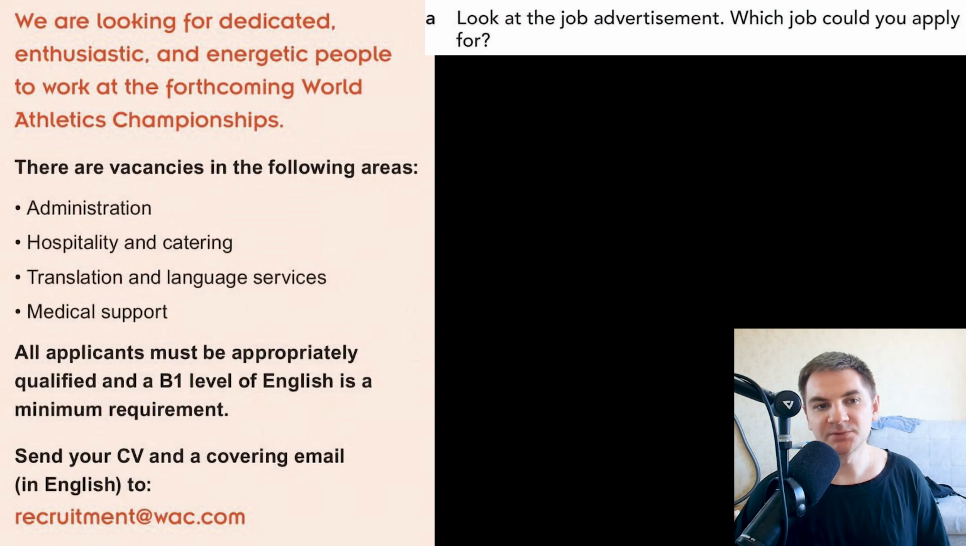Okay, this is the writing part. You are going to learn how to write a formal covering email to apply for a job. First, look at this job advertisement. It's for different roles at a major international sporting event, the World Athletics Championships.